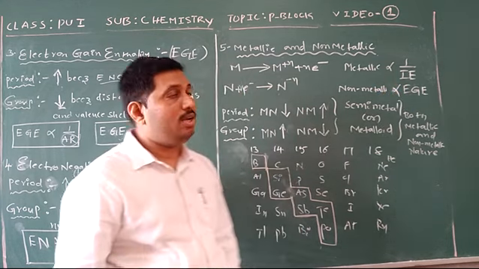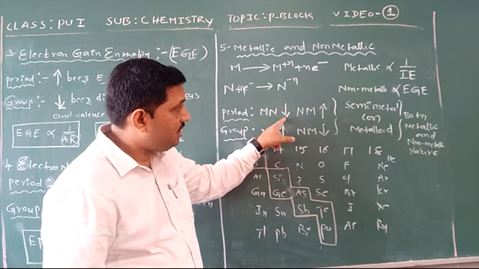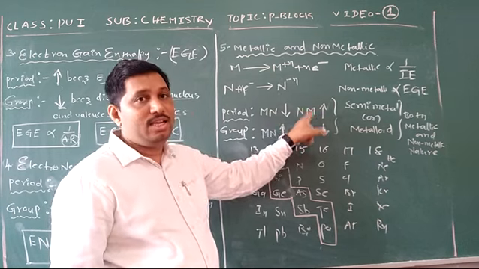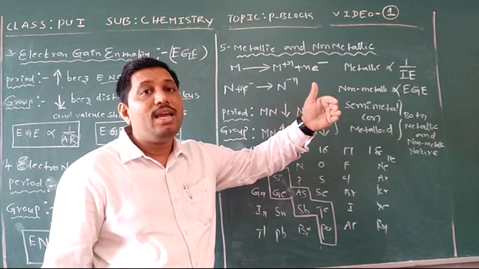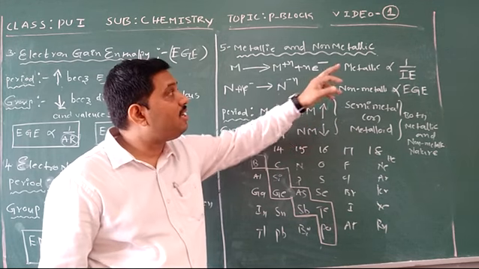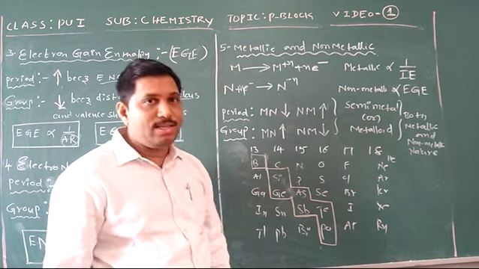Remember these two equations. Based on these two equations, across a period, the metallic nature decreases and non-metallic nature increases. We know that across a period, the ionization enthalpy increases. As ionization enthalpy increases, metallic nature decreases, because both are inversely proportional to each other.